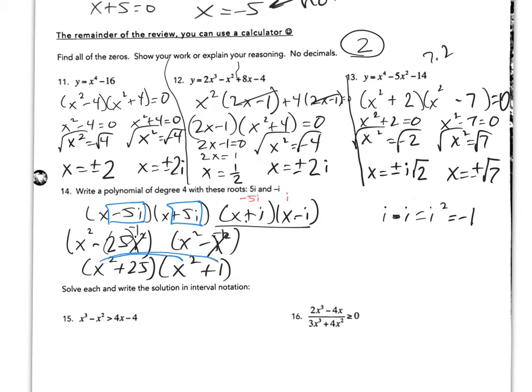x squared times 1. So we get x to the 4th plus x squared. Then we're going to take 25 times x squared, 25 times 1. Plus 25x squared plus 25. Combining like terms, we get x to the 4th plus 26x squared, remember this is a 1, plus 25.